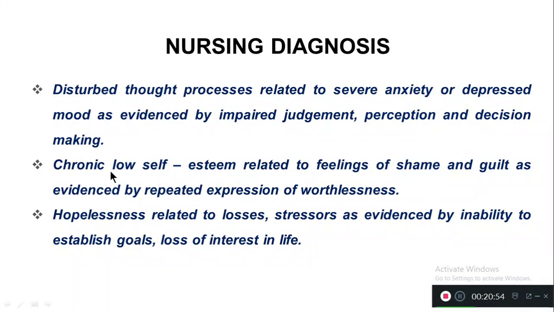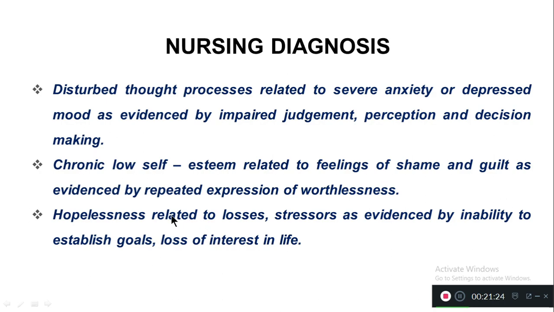The fourth diagnosis is chronic low self-esteem, related to feelings of shame and guilt, as evidenced by repeated expression of worthlessness. We have already seen what type of nursing interventions we need to write for self-esteem improvement, so you need to write that here. Next, hopelessness related to losses and stressors, as evidenced by inability to establish goals and loss of interest in life.